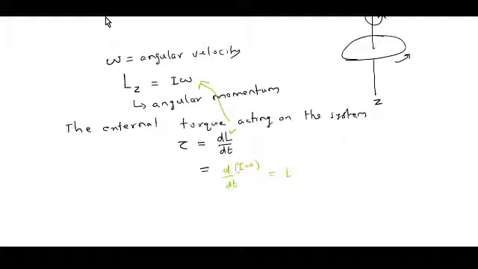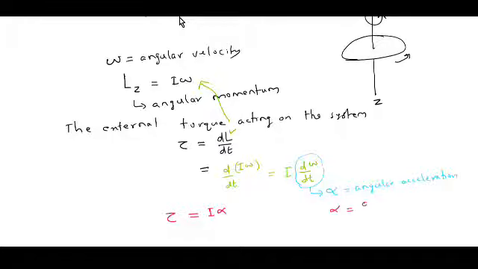Moment of inertia of the disk is constant. We can take it outside. d omega by dt, this quantity, the rate of change of angular velocity, is like the rate of change of velocity, which is acceleration. Here the rate of change of angular velocity is the angular acceleration, which we denote as alpha. Therefore, this tau I can write as I alpha, because alpha is equal to d omega by dt.